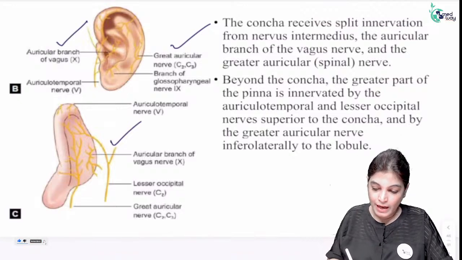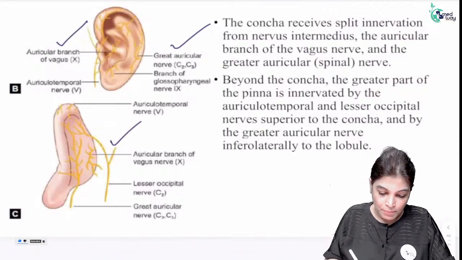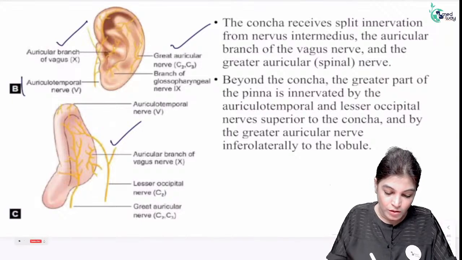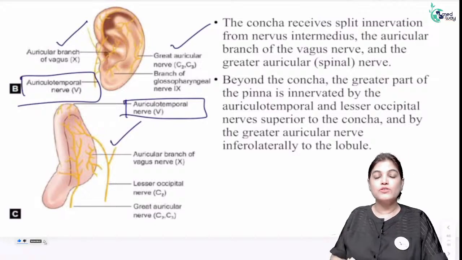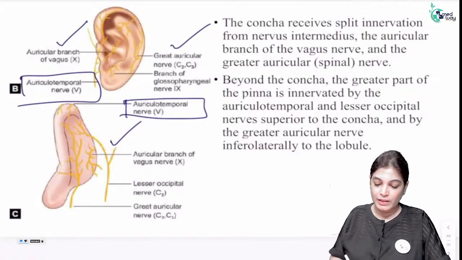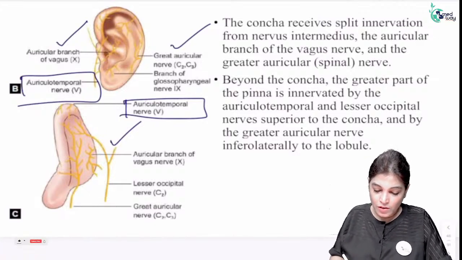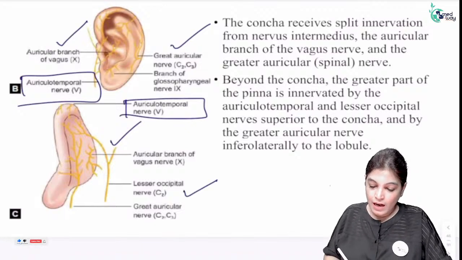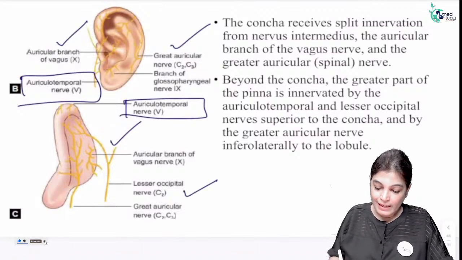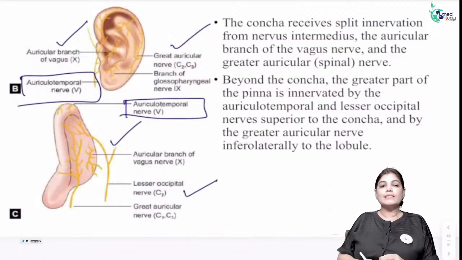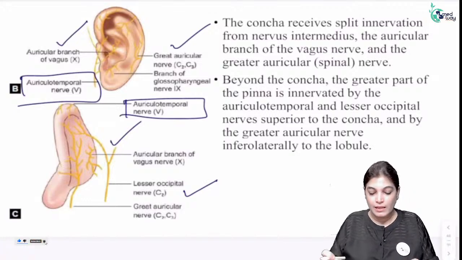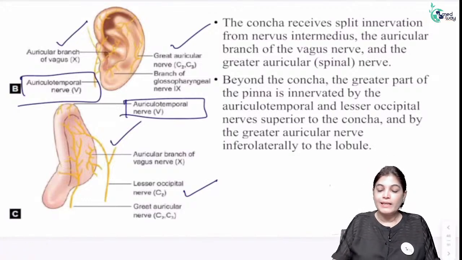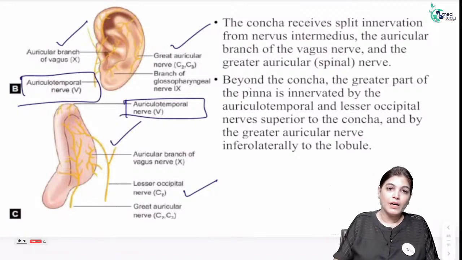Beyond the concha we have got the greater part of the pinna being innervated by the auriculotemporal nerve. You can see the dorsal aspect also, where the dorsally superior aspect has auriculotemporal nerve innervation. Also via the lesser occipital nerve, superior to the concha, and by the greater auricular. So in short, these are the important nerves: great auricular, auriculotemporal nerve, branch of vagus, and the lesser occipital nerve, which are giving innervation to the greater part of the pinna.